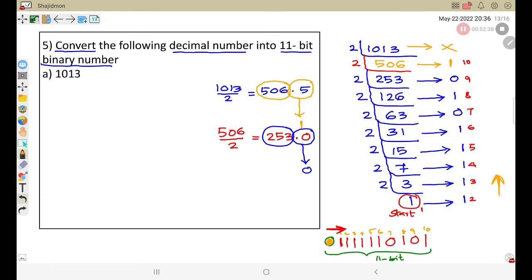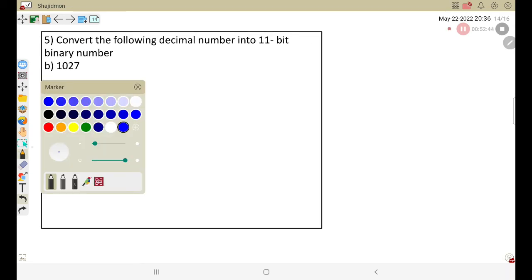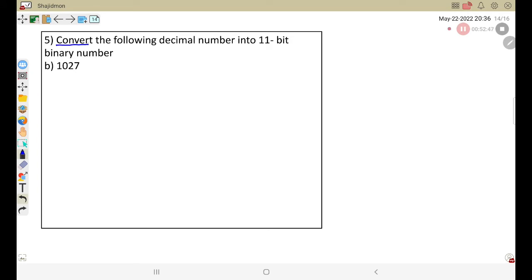Now same model, one more question we can practice. See question number 5b. Convert the decimal number into 11 bit binary number. Correct? 1027 is the number. So we will start again. 1027 can divide by 2. Okay. So 1027 divided by 2 means 513.5. 0.5 means we can write 1 here. As I told you, first part is empty, nothing.